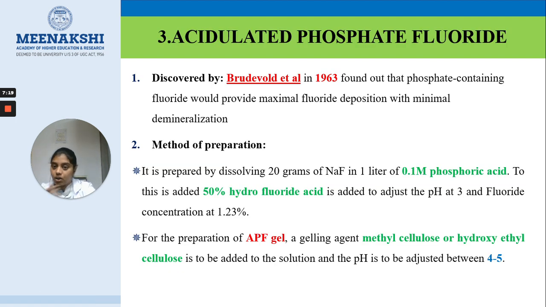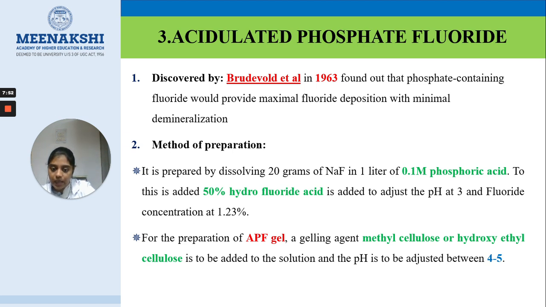Next is the very renowned acidulated phosphate fluoride gel that is commonly used and practiced. It was discovered by Brudevold in the year 1963, who found that phosphate-containing fluoride would provide maximal fluoride deposition with minimal demineralization. It is prepared by dissolving 20 grams of sodium fluoride in 1 liter of phosphoric acid. To this we add 50% hydrofluoric acid and adjust the pH to 3. We will get a fluoride concentration of 1.23%.